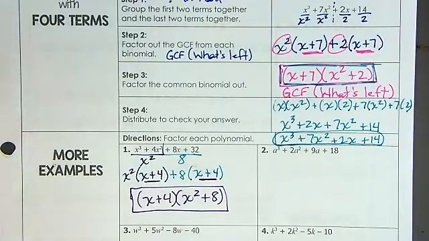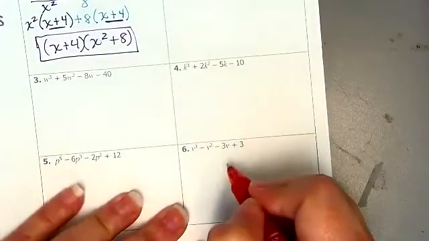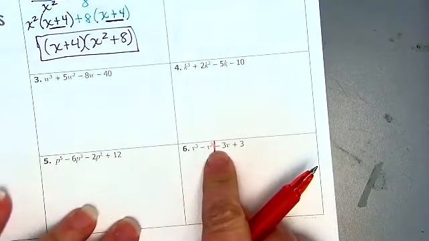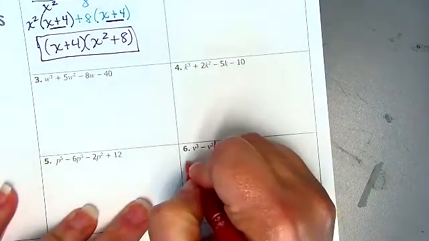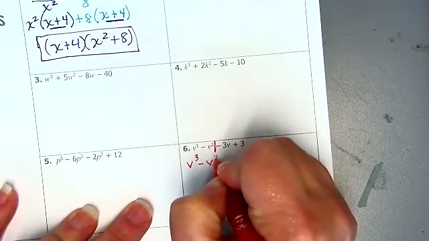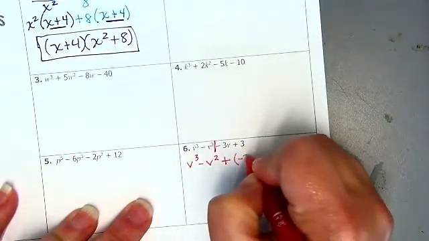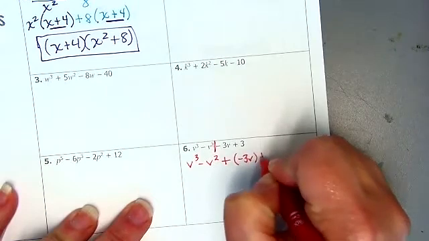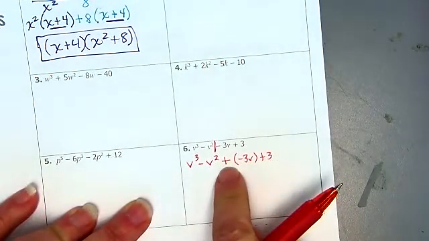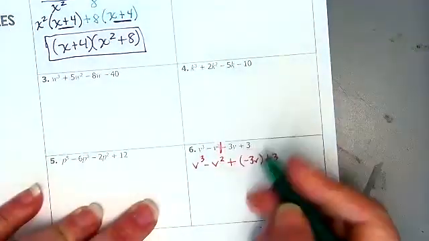All right, let's look at number 6 real quick. The reason I'm picking this is because when I divide down the middle, there's a minus right there. But remember, I can rewrite this as v to the third minus v squared plus negative 3v plus 3, if that helps you, so you know you're always adding. All right, so let's work this.